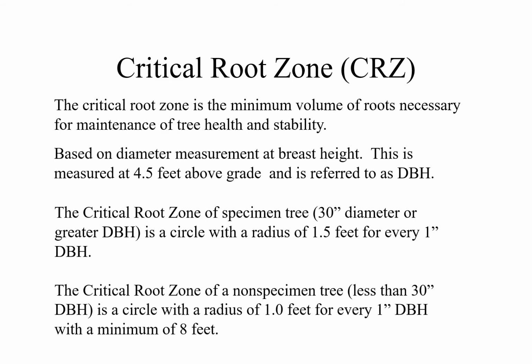The critical root zone for these specimen trees is a circle with a radius of 1.5 feet for every 1 inch DBH. For those trees that are not specimen trees, or less than 30 inches DBH, the critical root zone is a circle with a radius of 1 foot for every 1 inch DBH. The minimum critical root zone is 8 feet.